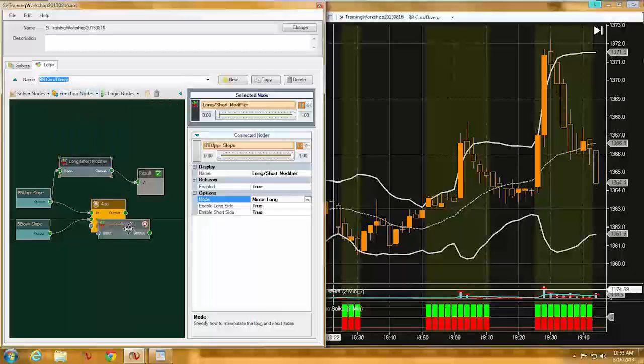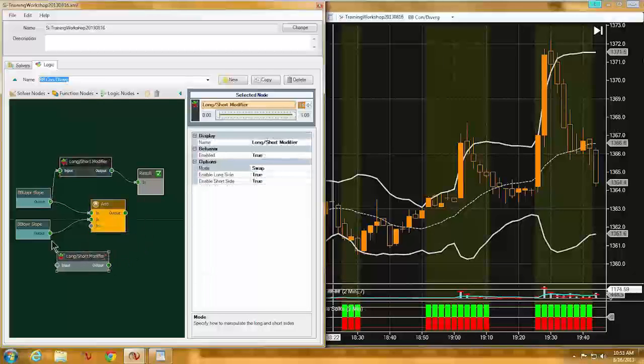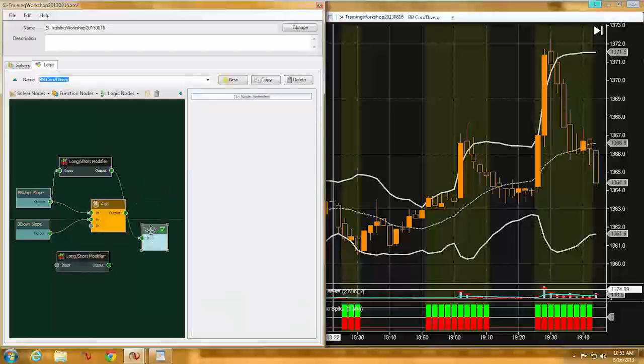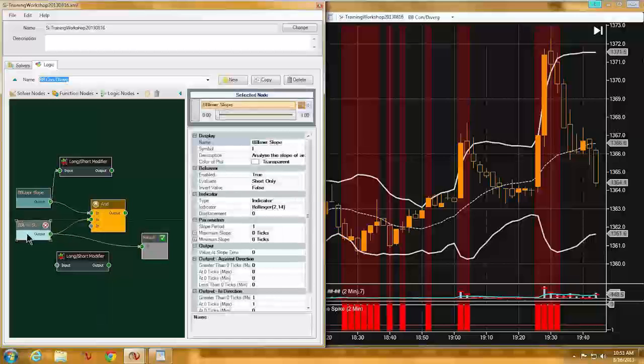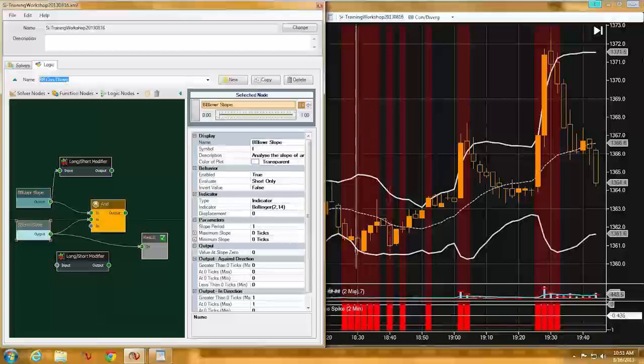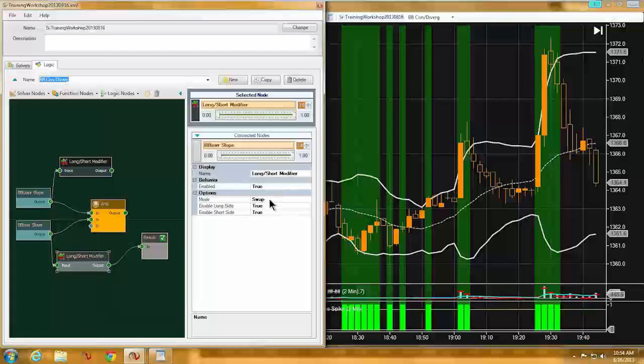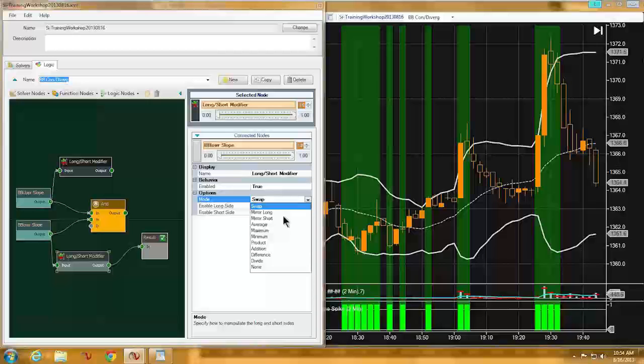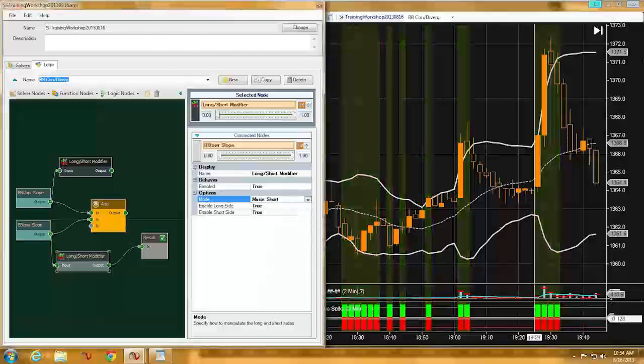I will add another long short modifier. This time, out of this slope solver, we're getting short signals, so I need to mirror the short signals to get longs. So I'll mirror the short signals, and there we go.